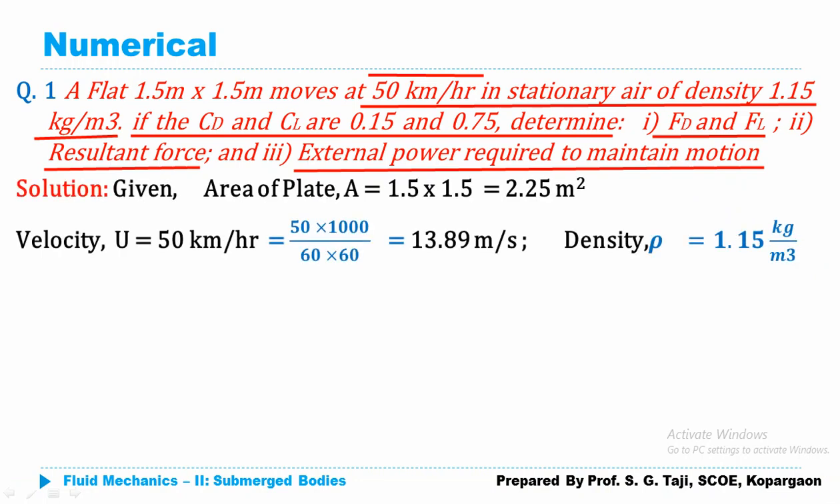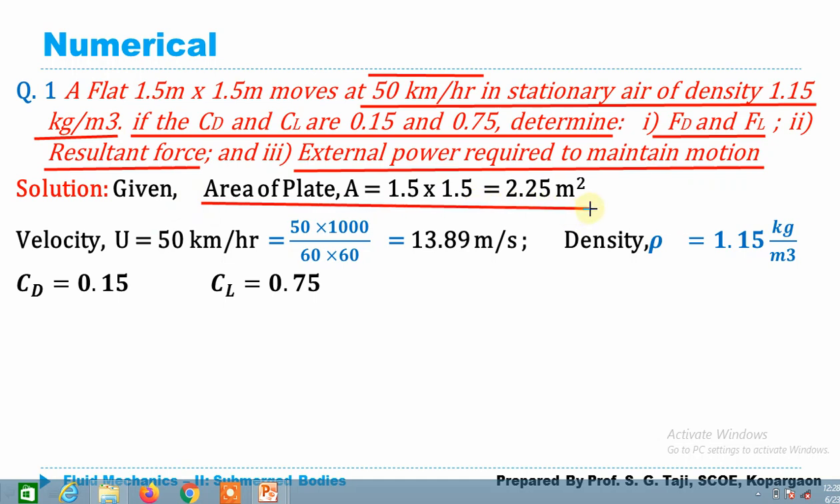Before starting, just write down all the given data. Area of the plate is given as 1.5 multiplied by 1.5. As we are considering stationary air, my flat plate will become a totally submerged body. So in that case, area of the body will be 1.5 multiplied by 1.5, so my area comes out as 2.25 meter square.